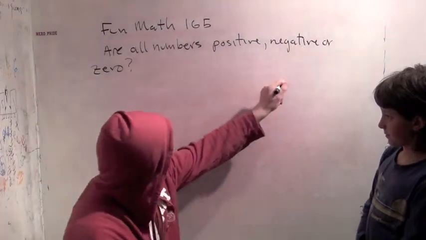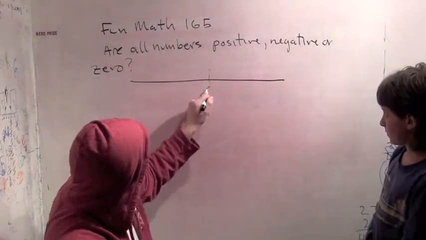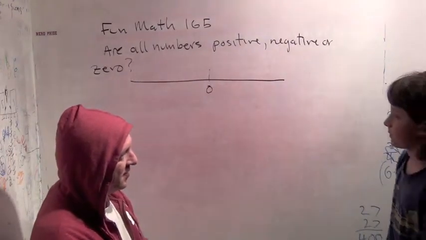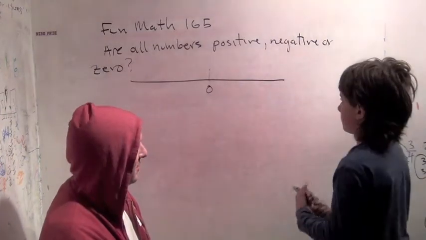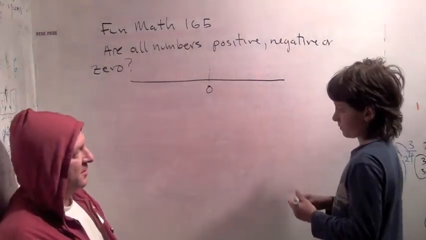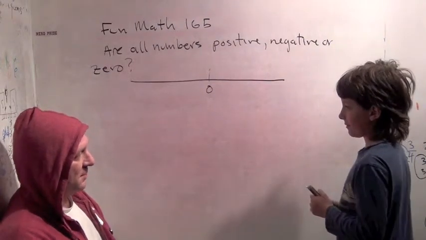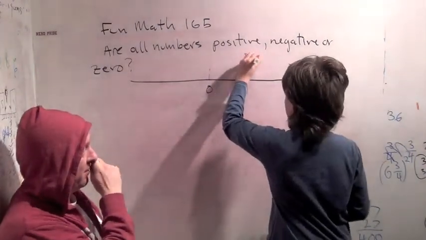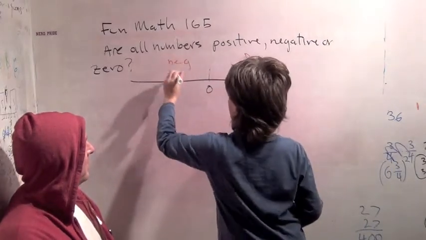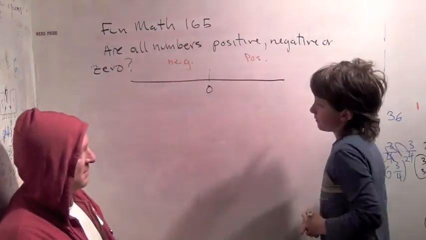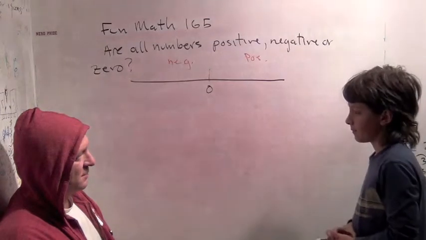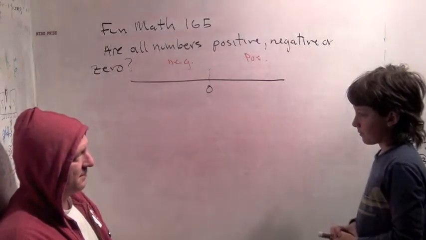Okay, so we should be able to, for any number we have, draw a number line, put zero on it, and say, is this number positive or negative? What about if I said, here's a number, 7. Is that positive, negative, or zero? That's positive. Okay, what about negative 9.3? That would be negative. What about pi? That would be positive.